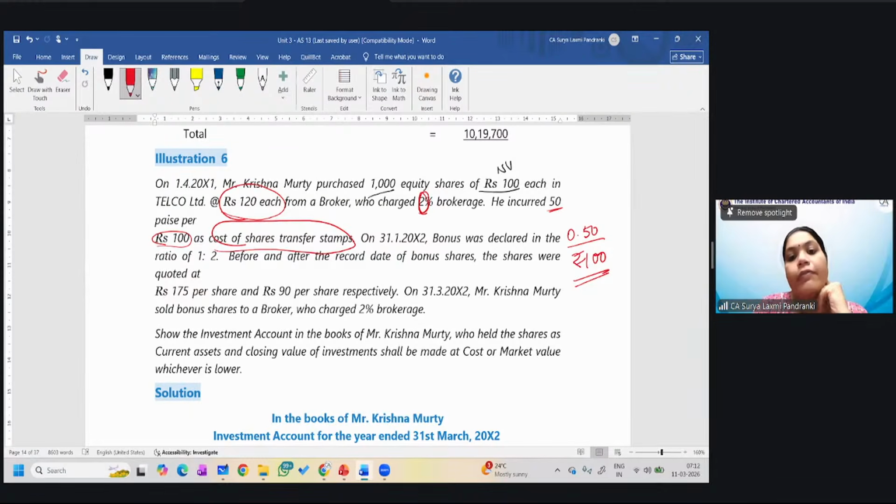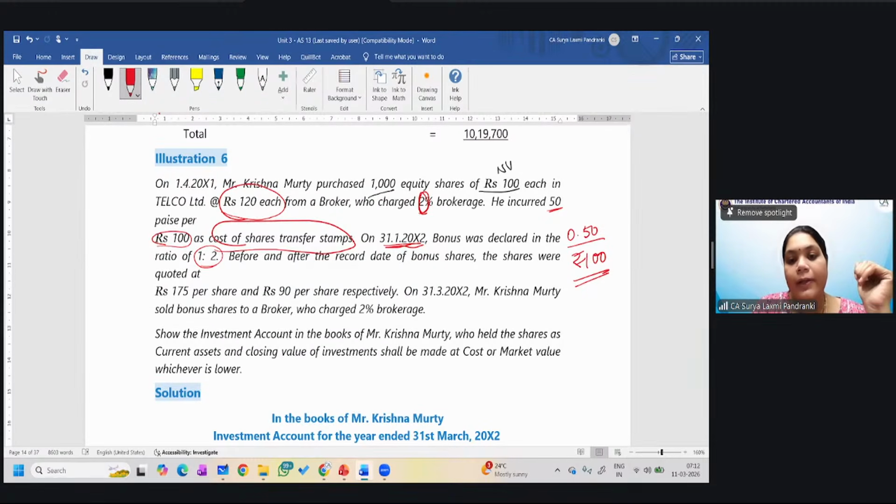And then on 31st January, bonus was declared in the ratio 1:2. 1:2 is the ratio of bonus issue. Before and after the record date of bonus shares, the shares were quoted at 175 per share and 90 per share, which means before the bonus issue, it was 175. After the bonus issue, it came down to 90 per share. That is the details that they have given.